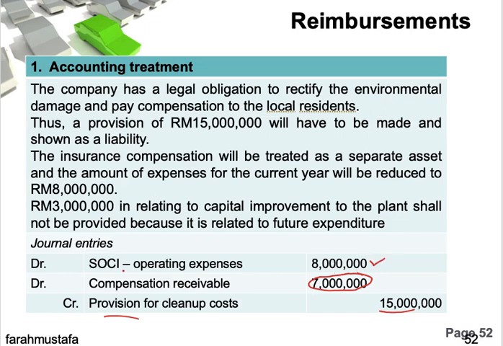So lucky because they have insurance. Okay, so the treatment: the company has a legal obligation to restore the damage and to pay compensation to the local resident. So a provision of 15 million will have to be made. The insurance is treated as a separate asset and the amount of expenses for the carrier will be reduced to 8 million. Okay, referring to this one, expenses, because you are receiving an asset. The 3 million relating to the capital improvement is not a provision, because it relates to future expenditure.